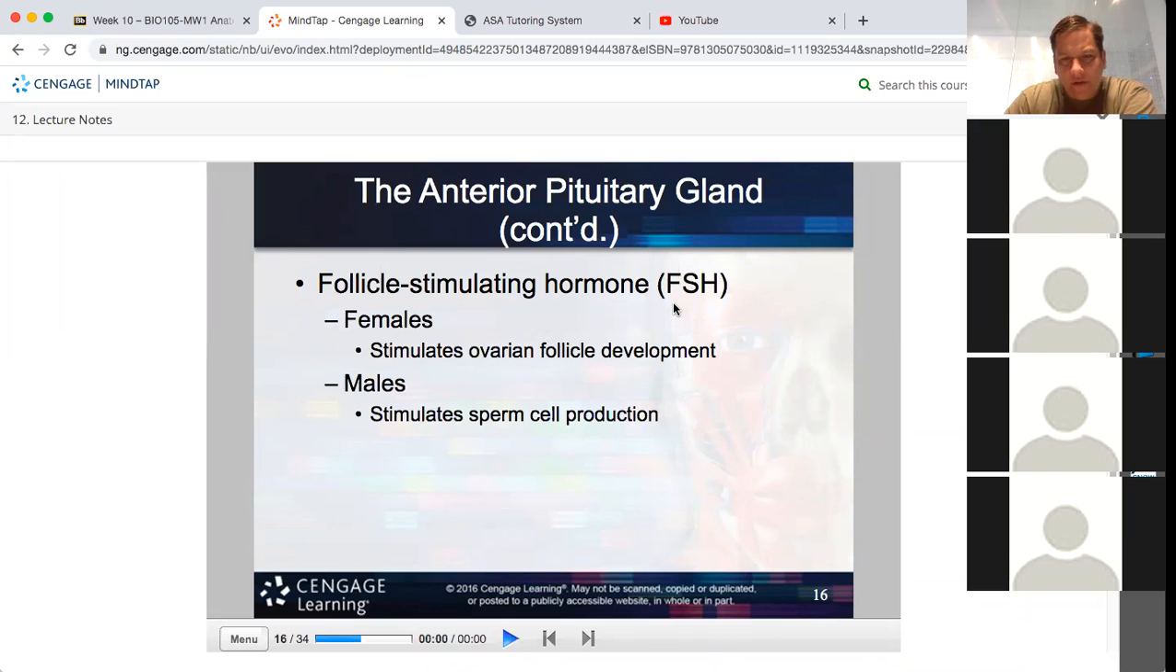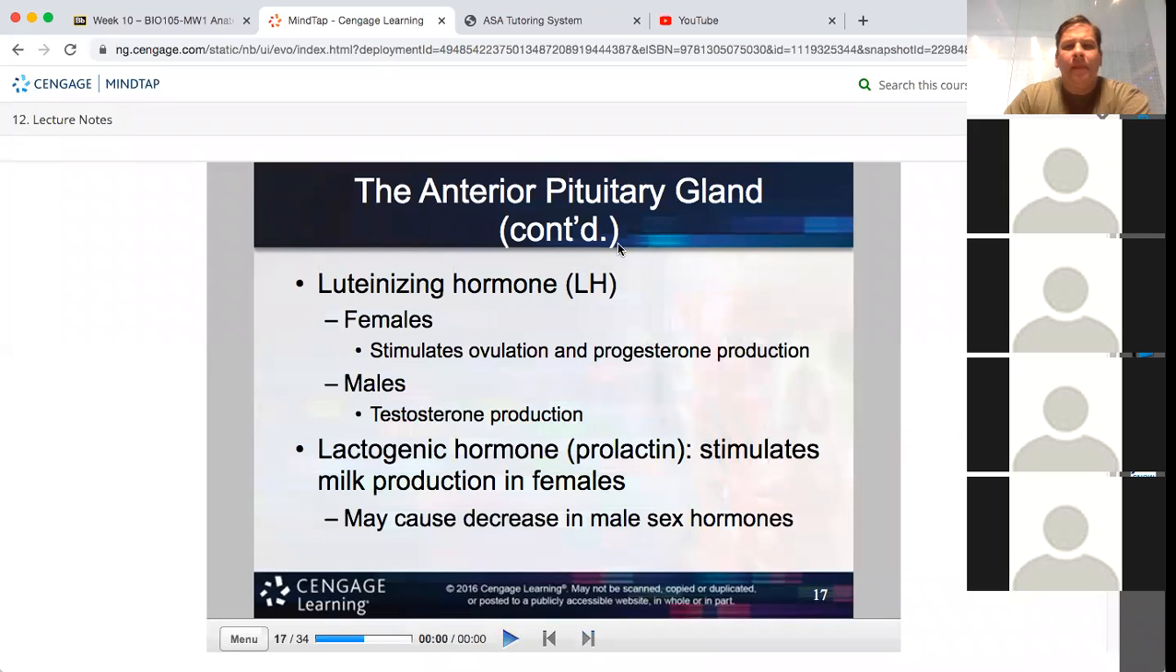The follicle stimulating hormone, FSH, is released to stimulate ovarian follicle development in the female and stimulate sperm cell production in the males. Continuing with more hormones released by the anterior pituitary gland, here we have the luteinizing hormone, LH, that in females stimulates ovulation and progesterone production, and in males testosterone production. Then we have the lactogenic hormone prolactin. This is another hormone that stimulates milk production in females and may cause a decrease in male sex hormones.